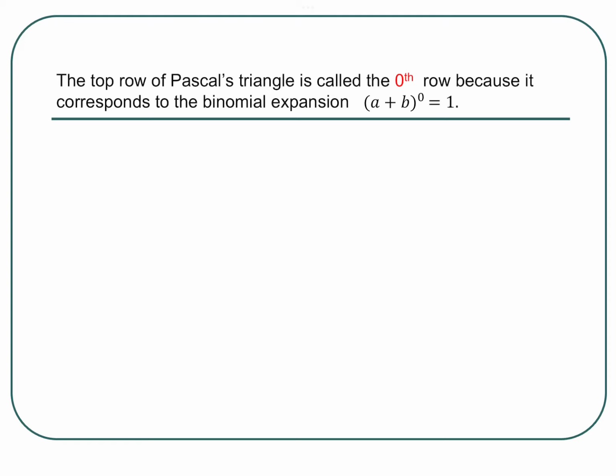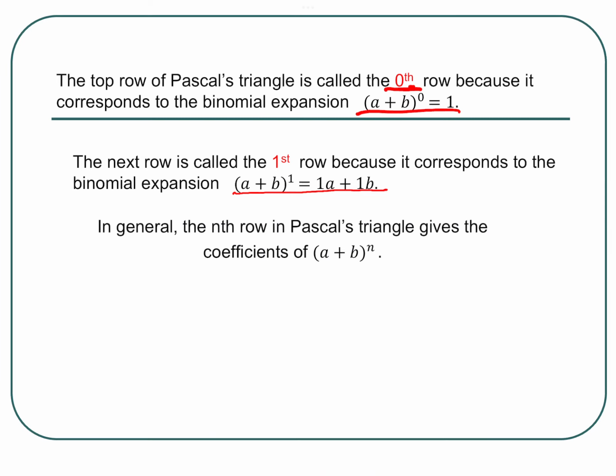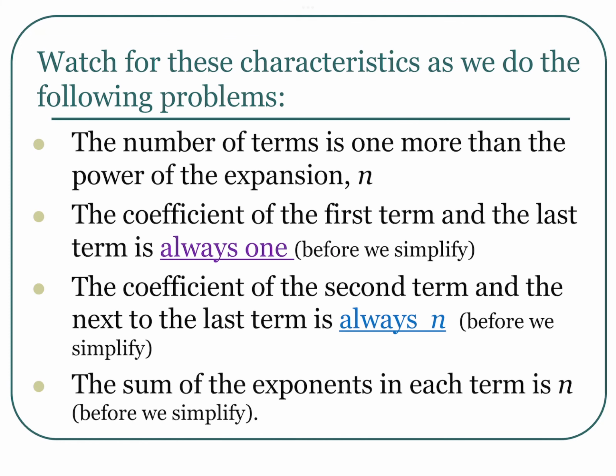So notice the top row of Pascal's triangle is called the 0th row, just because anything to the 0 power is 1, like I just talked about. And then the next row is our first row, because it goes with a plus b to the first power. And then any row after that, we're just calling it the nth row, depending on which one we are looking at as we're going through things. So we're going to use this triangle to expand some binomials.